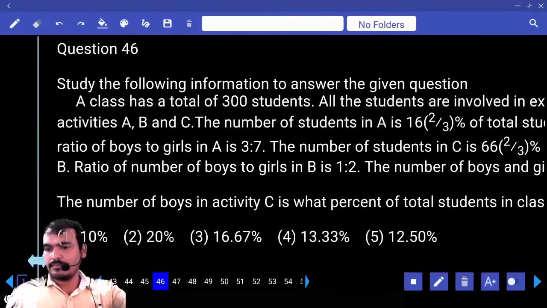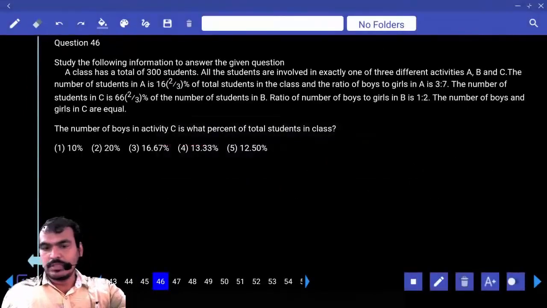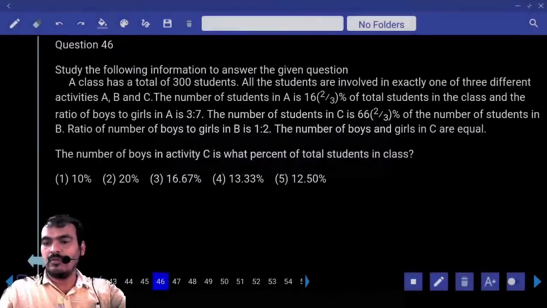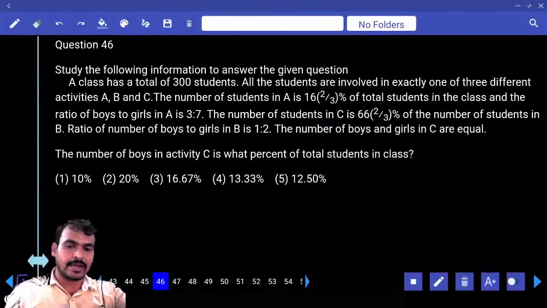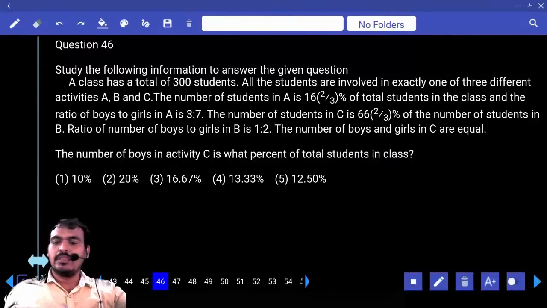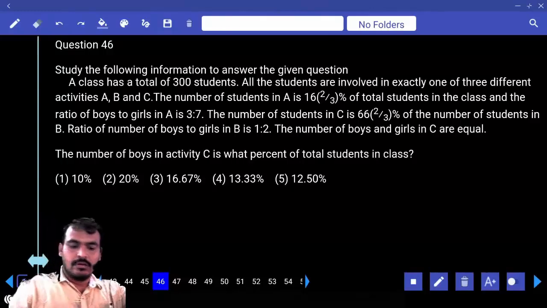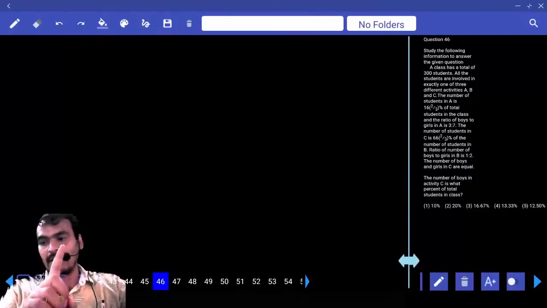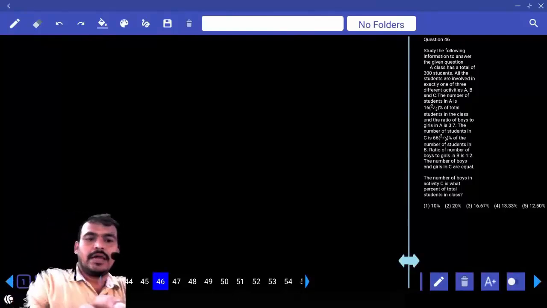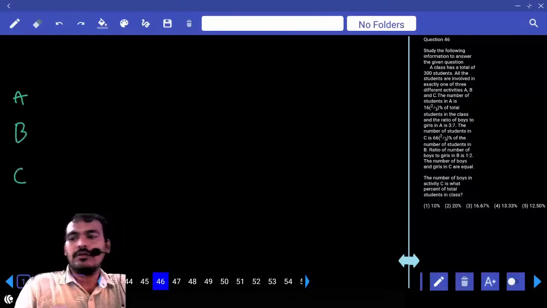Question 46. A class has a total of 300 students. All the students are involved in exactly one of the 3 different activities A, B, C. Here how many classes are there? Only one class, but 3 activities: activity A, activity B and activity C.